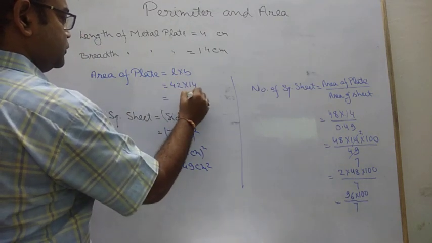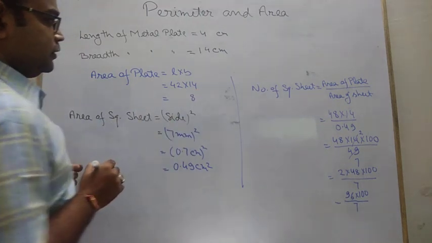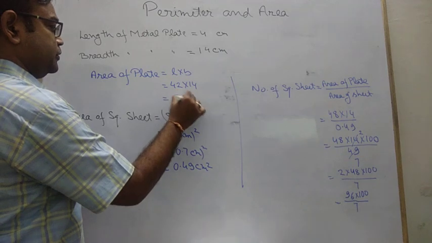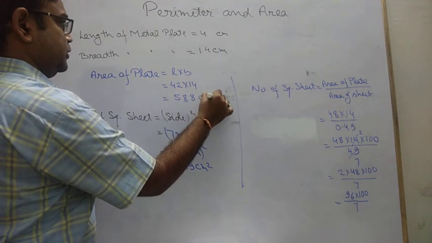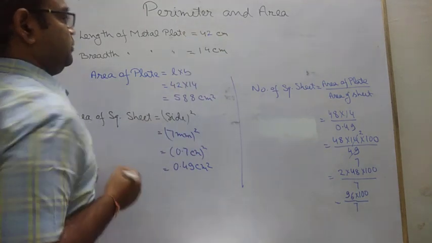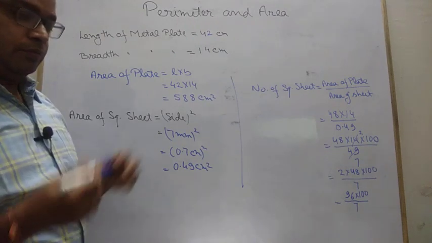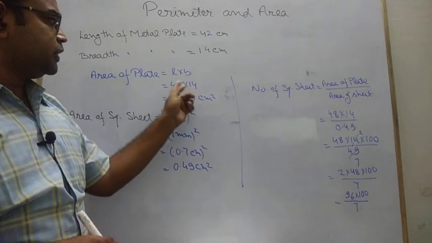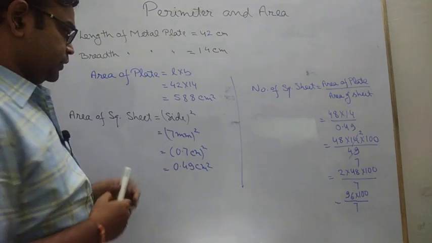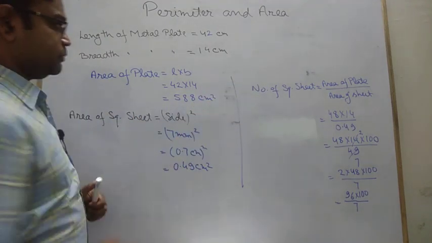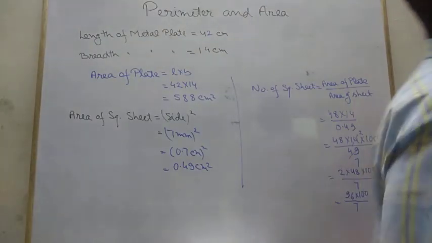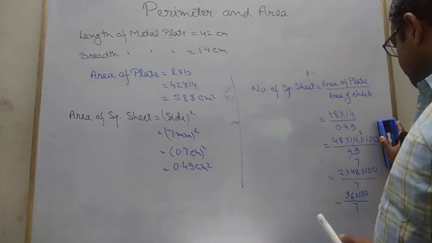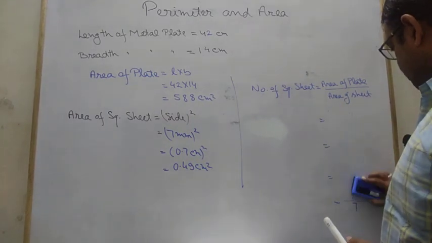So 14 2's are 28, 2 carry 56 to 58 centimeter square. So it's a 42 centimeter. So always remember, when we are in a hurry, it's common behavior that we interchange some digits. So all the things are clear. Always remember that this makes your solution wrong.